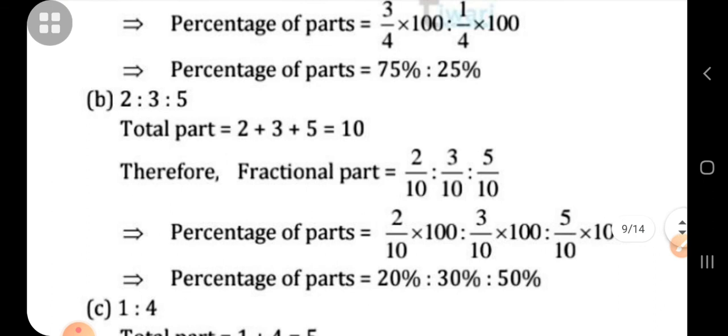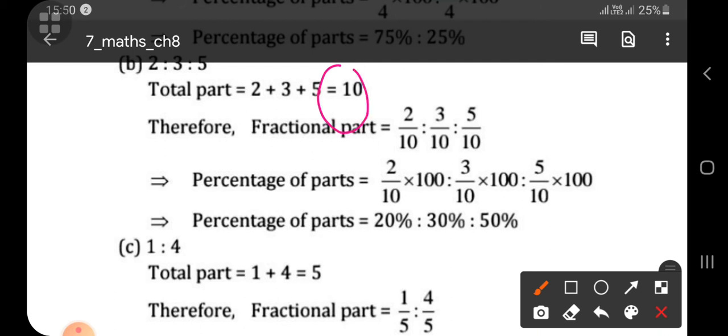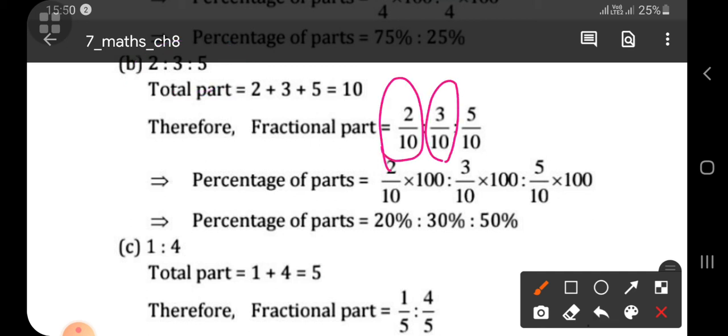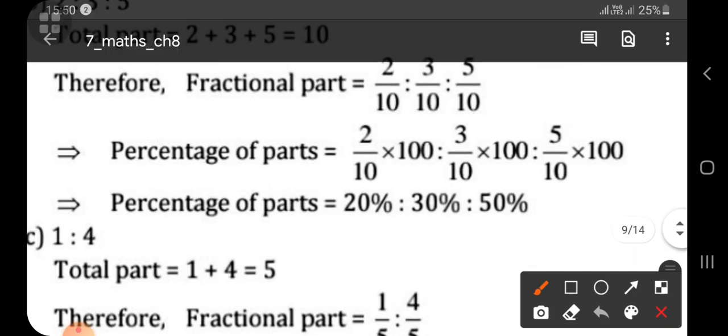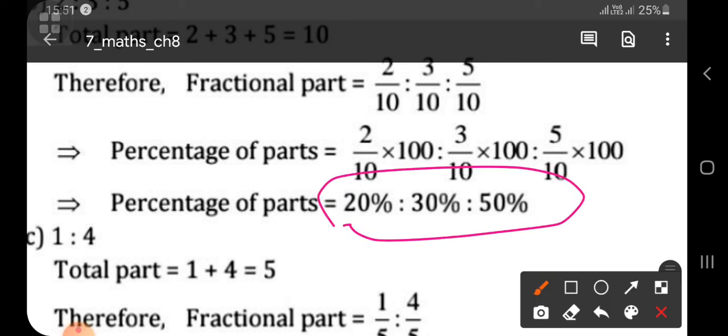Second one, 2 is to 3 is to 5. Find out the total part. 2 plus 3 plus 5 is 10. Now this 10 you have to write in the denominator of each and every part. So you will get the fractional parts: 2 out of 10, 3 out of 10 and 5 out of 10. Now to convert into percentage, multiply each fraction by 100 and solve it. So you'll get 20%, 30% and 50%. Add them: 20 plus 30 plus 50 is 100%.